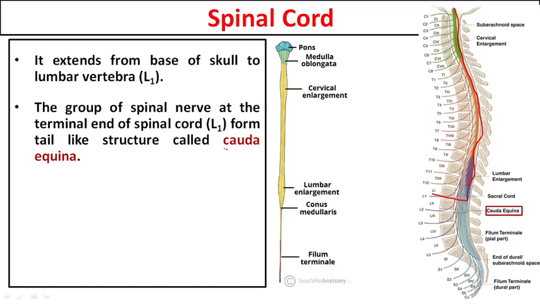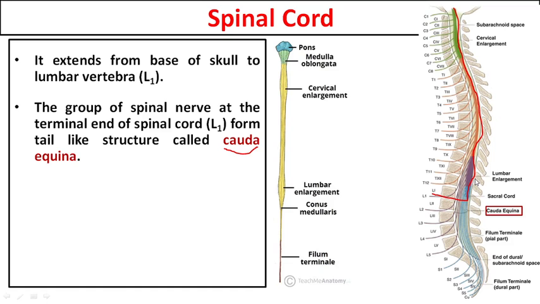Wherever you hear this term, C-A-U-D-A, cauda or caudal, it means tail. So cauda, and then you have equina. Equina comes from the name of horse. Equinus is horse. So cauda equina means ponytail-like structure, horse tail-like structure. That is what you are seeing here, the blue and the purple colored fibers. They look like a horse tail, right? So that part is called cauda equina.